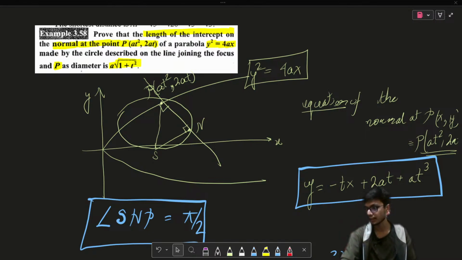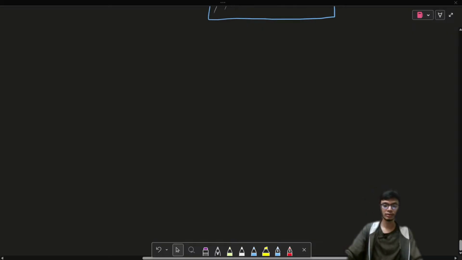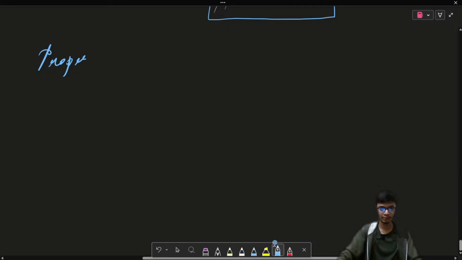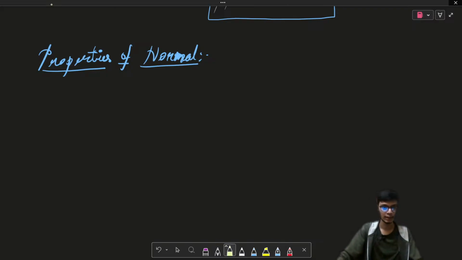Okay, so this is a very interesting simple problem. Now let us quickly go on to discuss the properties of normals, right? Let us discuss the properties of normal to the parabola. So the very first property of the normal to the parabola is that a normal other than the axis of the parabola never passes through the focus.